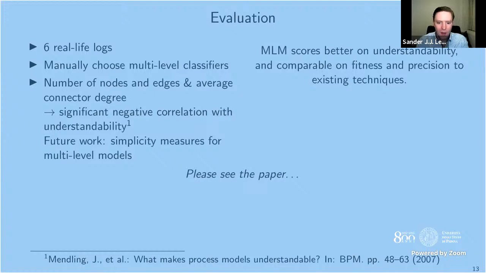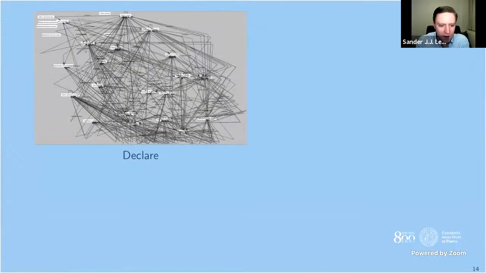Now, finally, I'm going to show you an example. If we apply this to the BPI challenge log of 2018, then Declare gives us this model, Split Miner gives us this model, and Inductive Miner gives us this model. No, it's not a flower model. And the multi-level miner gives us this model. So using a little bit of extra information from the event log, we can structure the model in a better way. And we argue that this model is easier to consider than the other ones. But again, the simplicity measures still need to catch up.